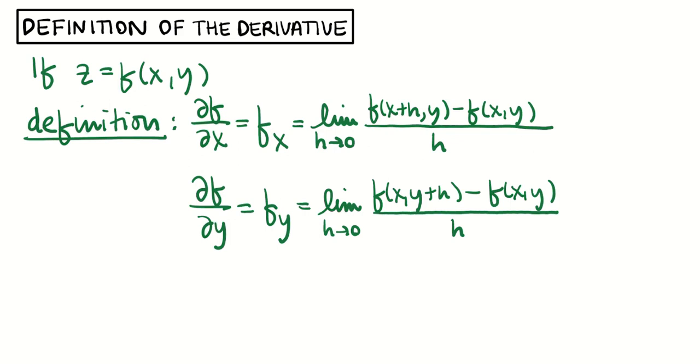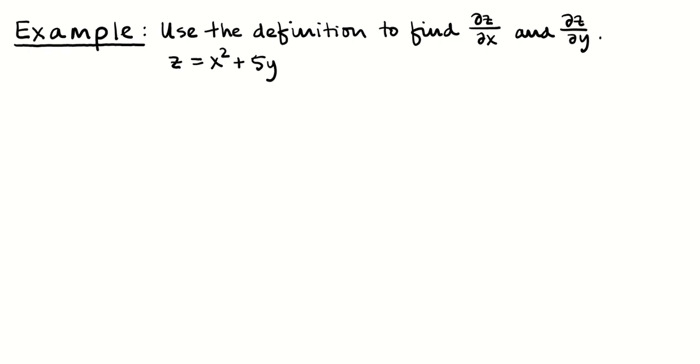But much like last year, we're going to look at the definition, maybe compute a partial derivative or two using the definition, and then we're going to move on from that and just take derivatives the old way. All right, so let's take the derivative of z equals x squared plus 5y. This one's going to be really easy to use the definition on.